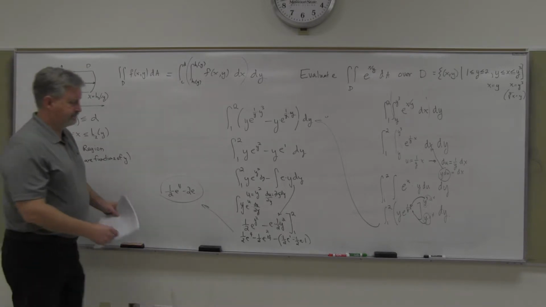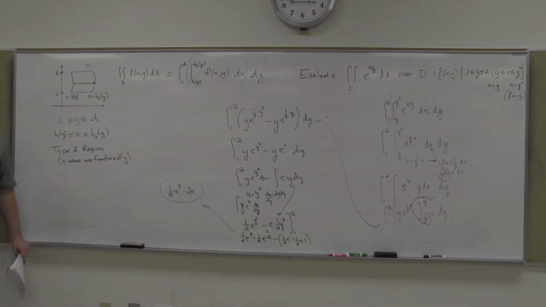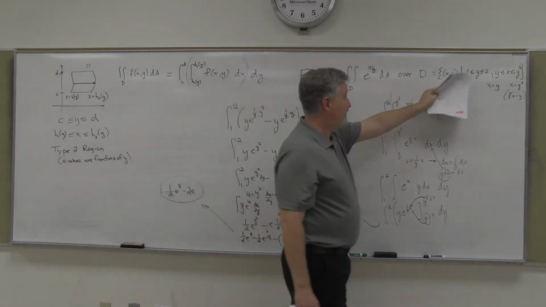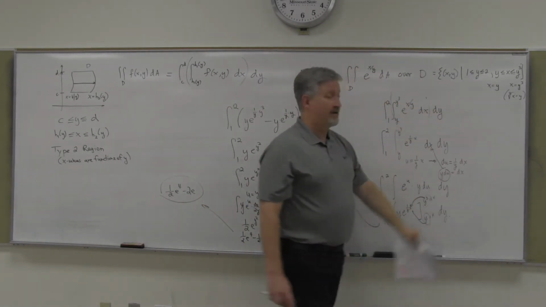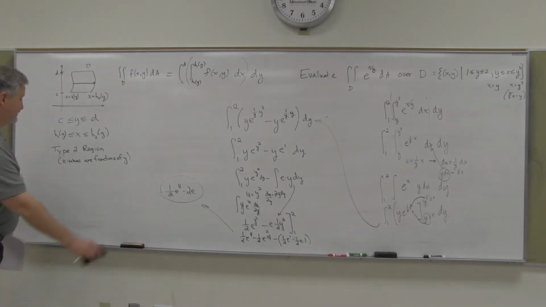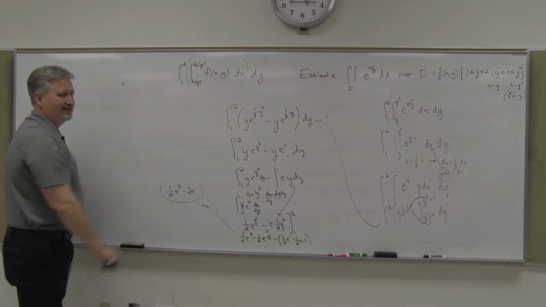All right, now, like I said, these first couple I've done, they've pretty much had it spelled out. You know, y is going from 1 to 2, x going from y to y cubed. All right, well, as you probably can already guess, it won't necessarily always be spelled out.